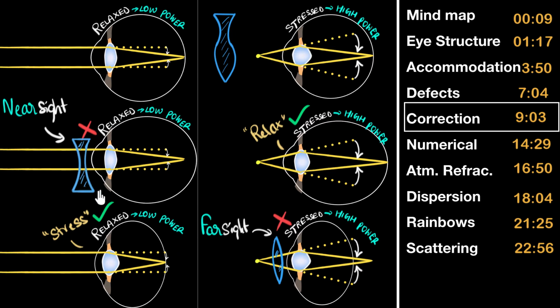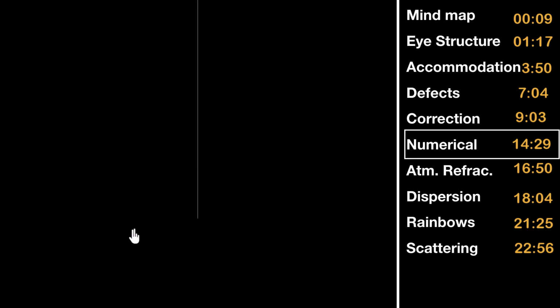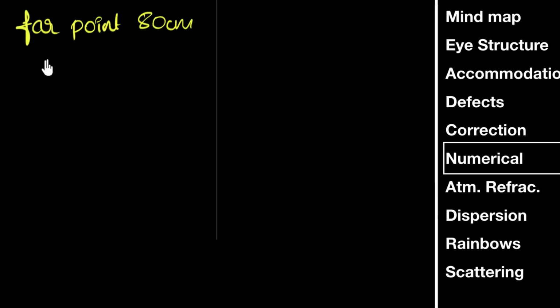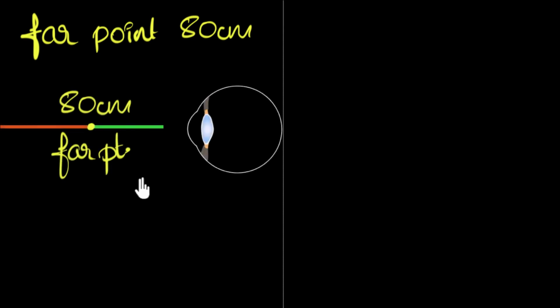Okay, now that we have corrected the defects, the next question could be, what should be the power of the lens that we should recommend for our patients? And that now brings us to the numericals of this chapter. Numericals are usually on the correction of nearsightedness and farsightedness. So for example, let's say the question says the far point of a person is 80 centimeters. Find the nature and the power of the lens required to correct it. This is actually your NCERT problem. How do we solve this? So first let's draw a quick diagram.